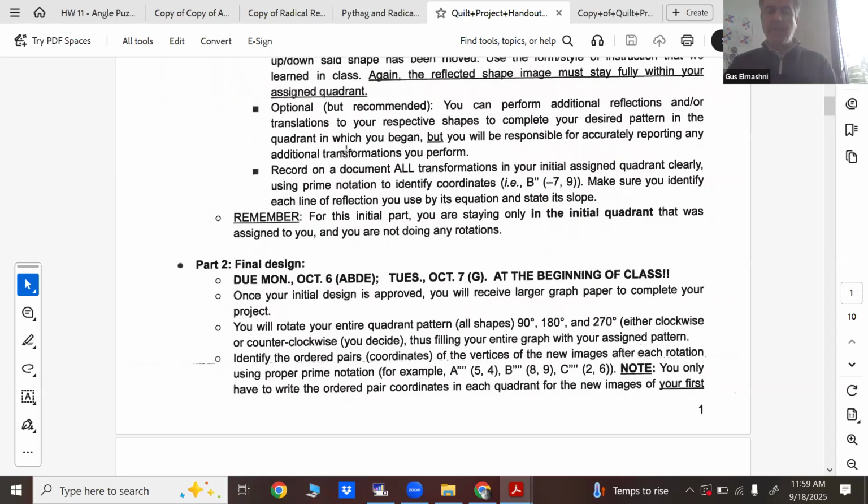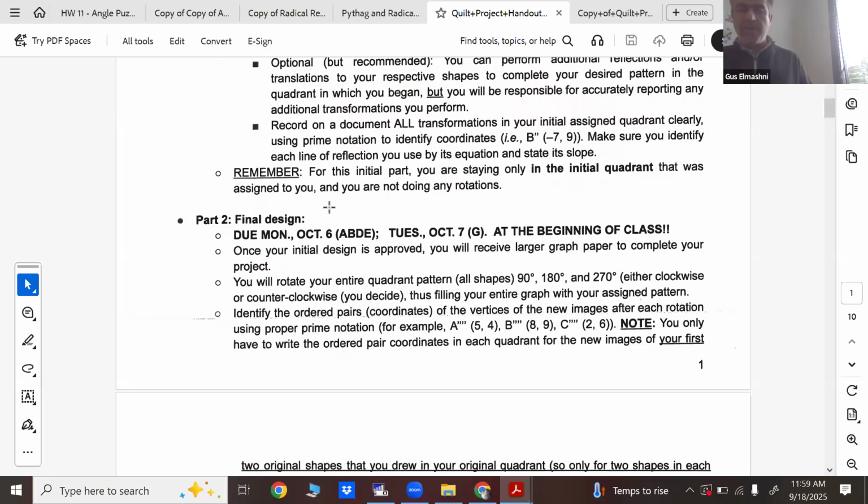But now here's what happens. Mag, you asked a great question. Connor, can you read the part about once your initial design is approved? Once your initial design is approved, you will receive larger graph data to complete your project. Yeah, and that's going to be much later, after the initial ones. Probably not till after our tests, I assume. We might have a day before, maybe the day before. So that'll be much later. No, Monday after. Yeah, we've got some time.